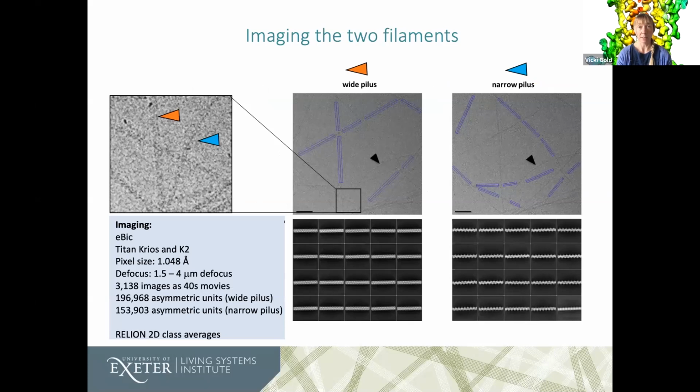And these are some examples of the images which we obtained at EBIC. So now you can quite clearly see that there are both wide and narrow pili in these images. And these are the resulting 2D classes underneath. So that's really easy to discriminate. And conveniently, of course, we have two structures then from one data set.